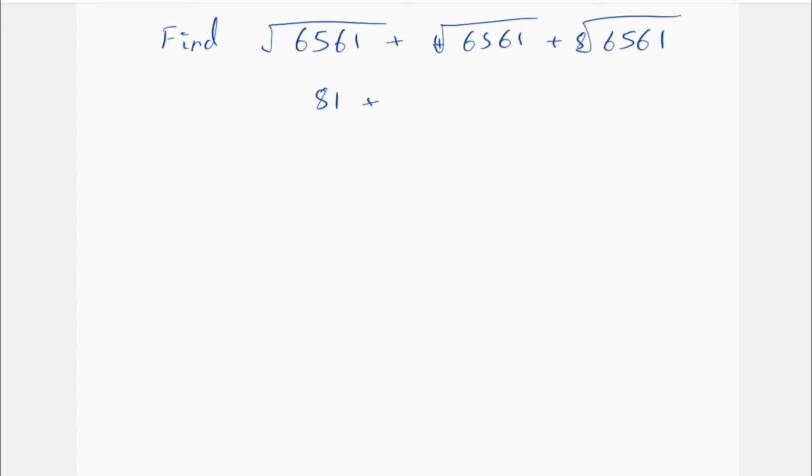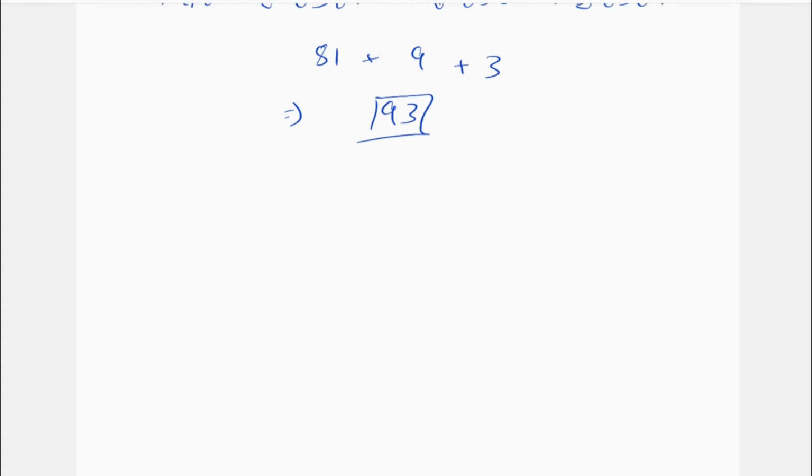Square root of 6561 is 81. You take square root of 81, you'll be getting 9 over here. Then you take square root of 9, you'll be getting 3 over here. Adding everything, 81 plus 9 plus 3, you get 93. This is the answer. Okay, nothing much to do. Just take the square root and add them. That's all. So I hope this is clear. Very easy question. Now let us try and proceed to the next question.